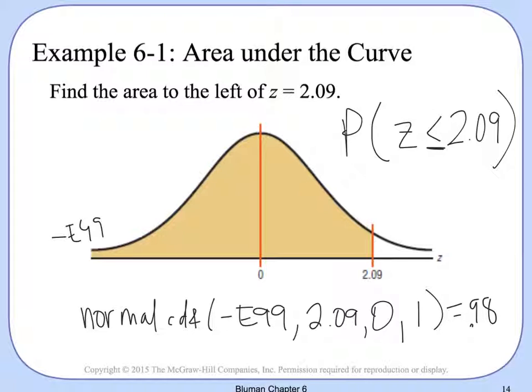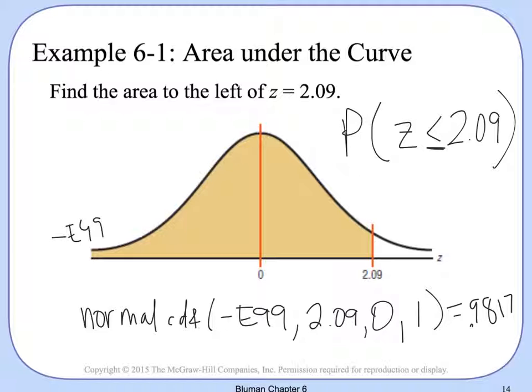So 0.9817 is what I got. Does that sound good? Okay, so what would that be as a percent? 98.17. 98% of the data, guys, is from 2 standard deviations or less. That covers 98% of your numbers.